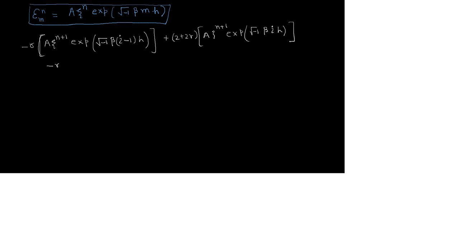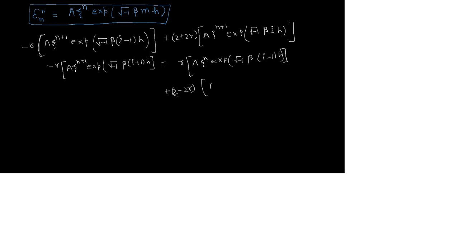minus r ζ^(n+1) exponential square root of minus 1 β (i plus 1)h. This will be equal to r ζ^n exponential minus square root of minus 1 β (i minus 1)h, and then plus 2 minus 2r ζ^n exponential square root of minus 1 β i h plus r ζ^n exponential square root of minus 1 β (i plus 1)h. Yes.